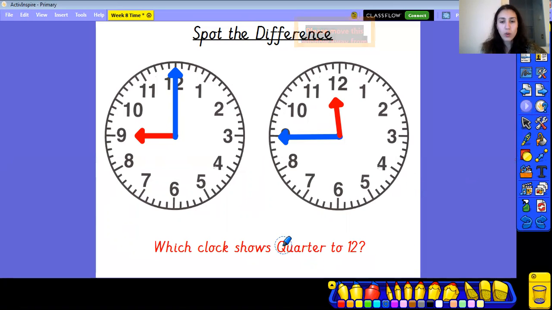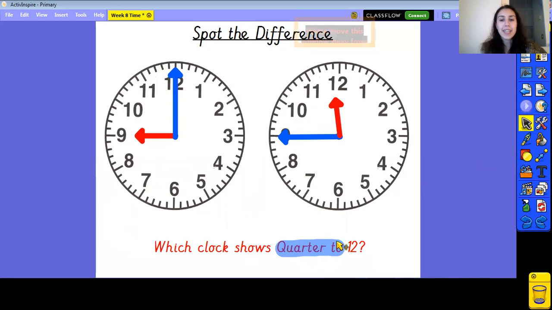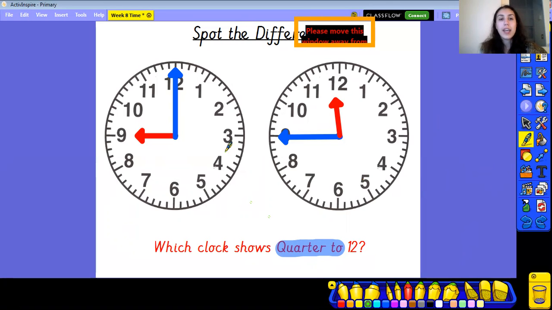So again, that phrase quarter to tells you that the minute hand is a quarter of the way from the next hour. It's going to the o'clock. So we can see here that the minute hand is pointing at the o'clock. It's not a quarter to it, so that is in the wrong place. Whereas here, the minute hand is pointing straight over the 9. It is a quarter of the way to the next hour. So here, that is correct.